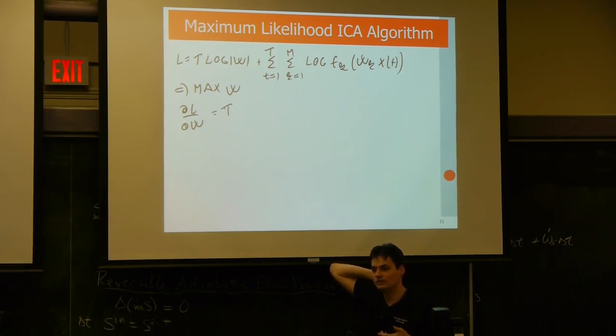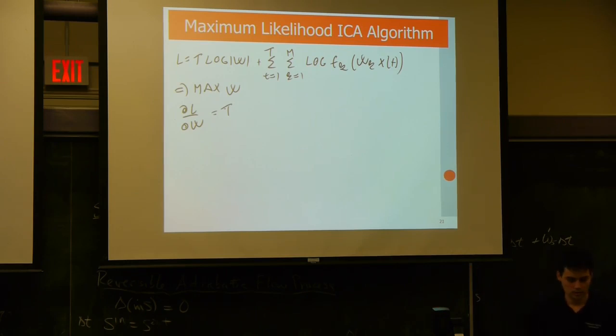Right. So from this, what's your guess? What will be the derivative of log determinant W? W inverse, right? Almost. The only difference is that it's T times W transpose inverse, plus some term. So let's calculate the derivative with respect to the ij-th component.